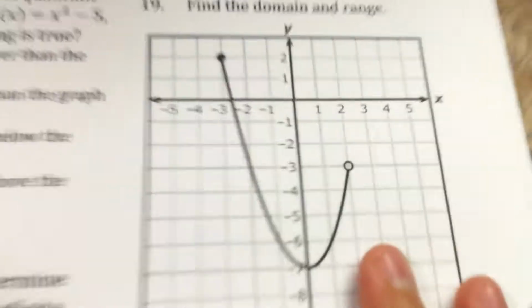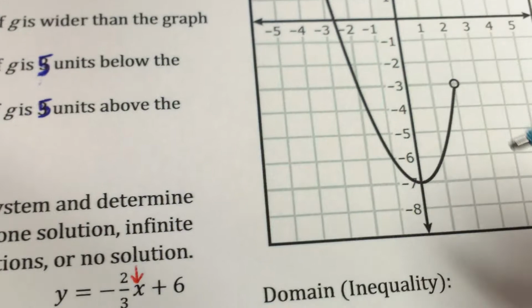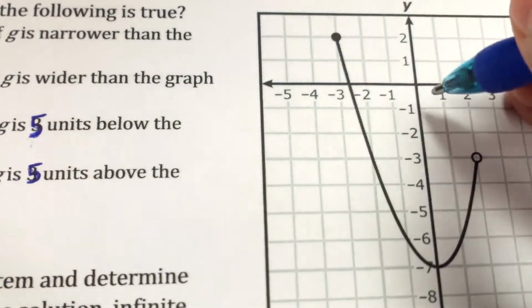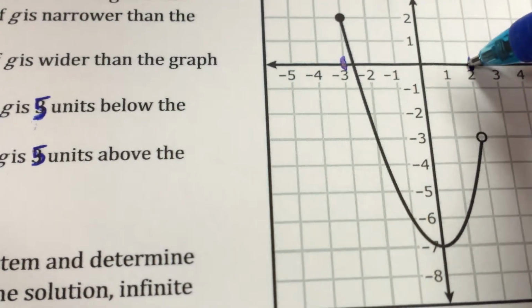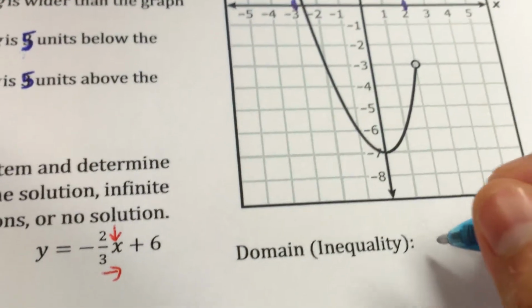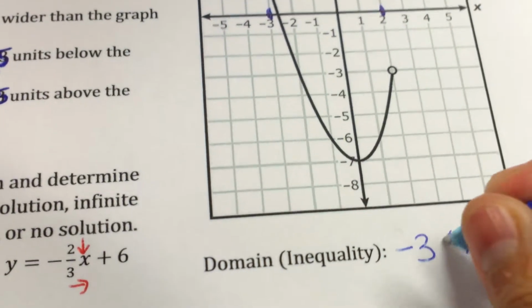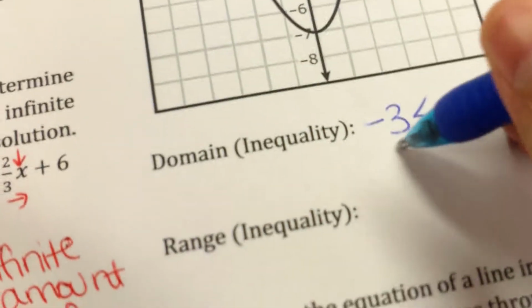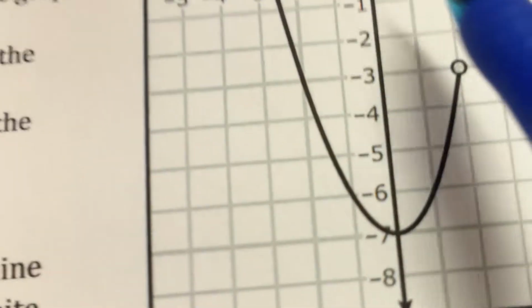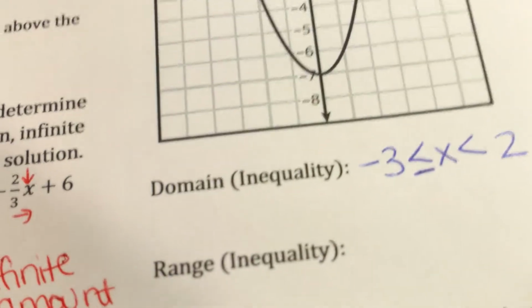All right, let's go ahead and do another one. Find the domain and range for this one. Domain is your x's. So from here on your x, it starts at -3 and it goes to 2. So the way I would write my domain is my x's, -3 to 2. Put my x here, put your inequalities. Now here at -3, it is a solid point, so you put a solid line. At +2, it is an open circle, so leave it alone. Don't put a line because it's open.